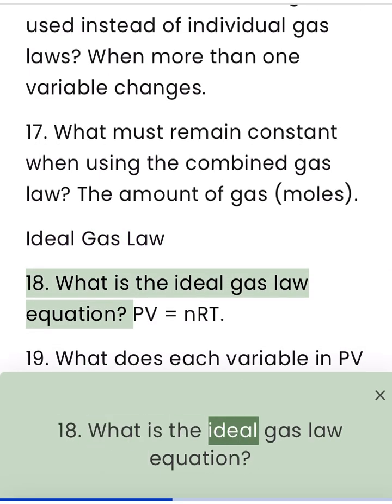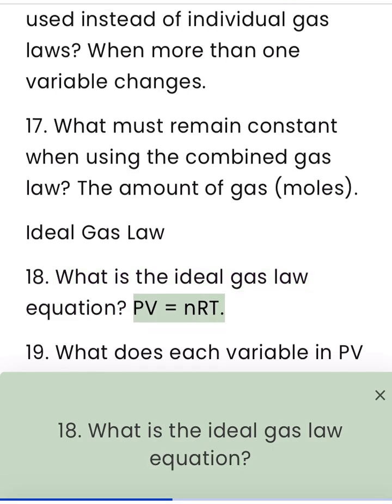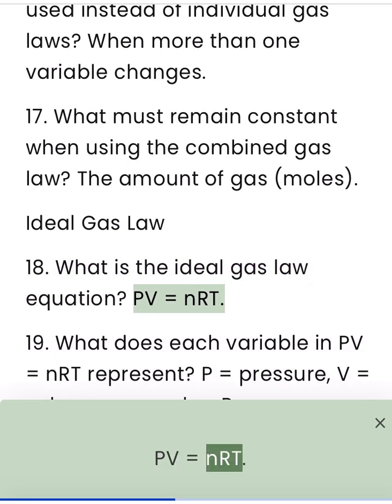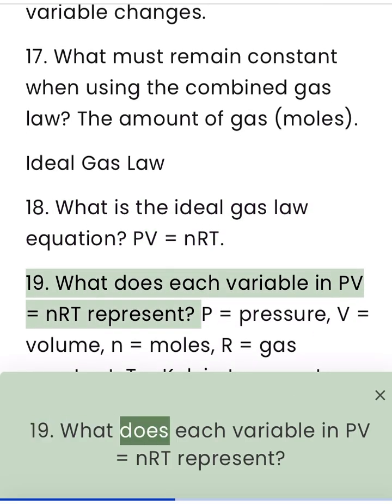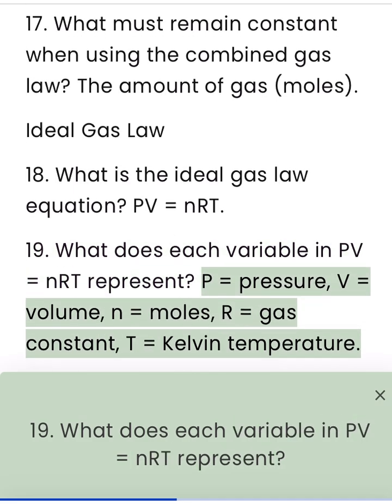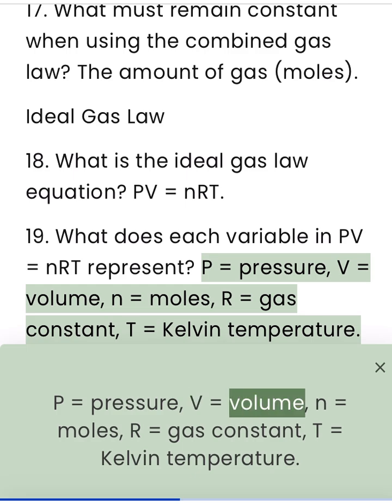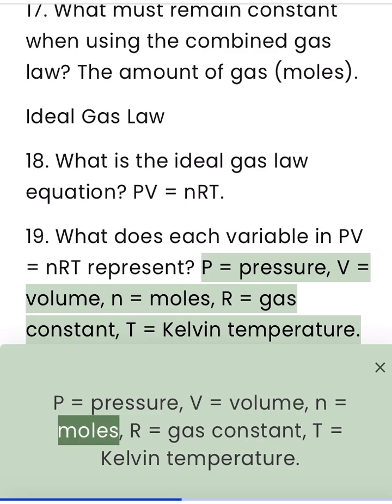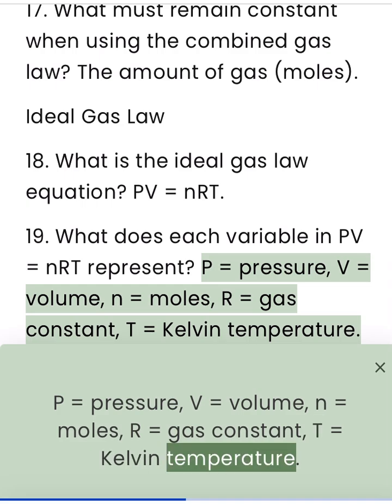Ideal gas law. 18. What is the ideal gas law equation? PV equals nRT. 19. What does each variable in PV equals nRT represent? P equals pressure, V equals volume, n equals moles, R equals gas constant, T equals Kelvin temperature.